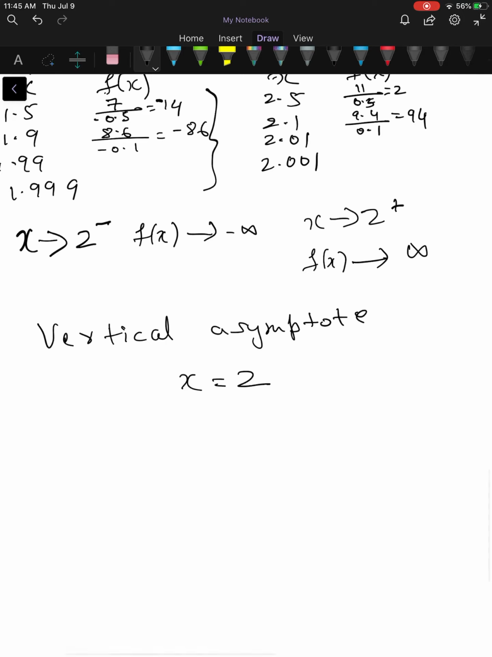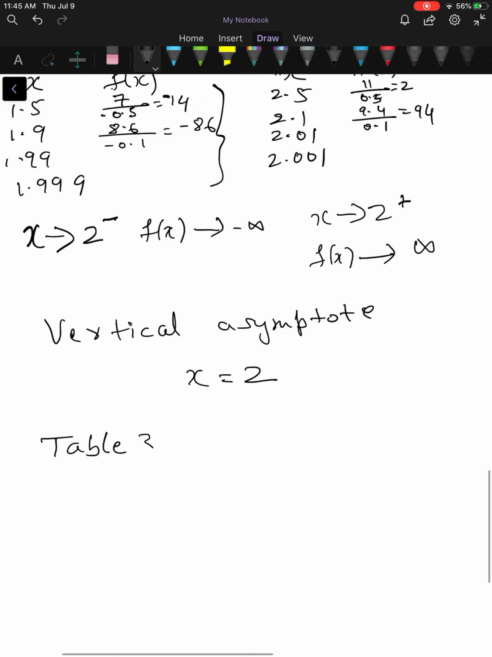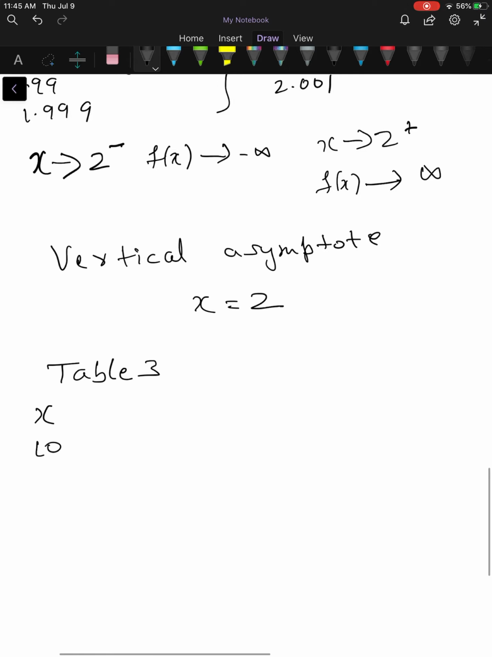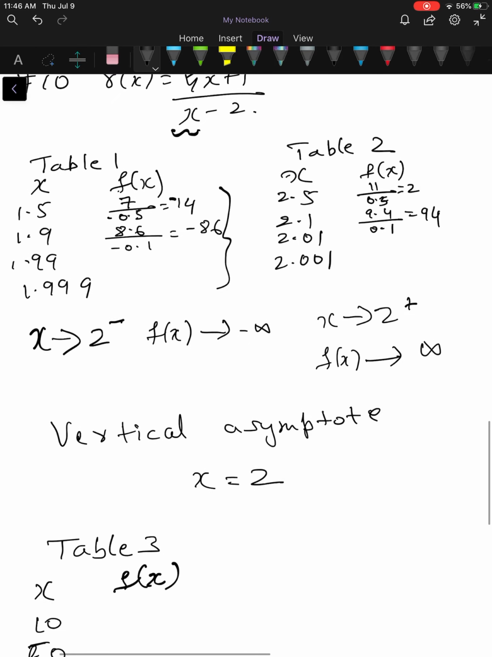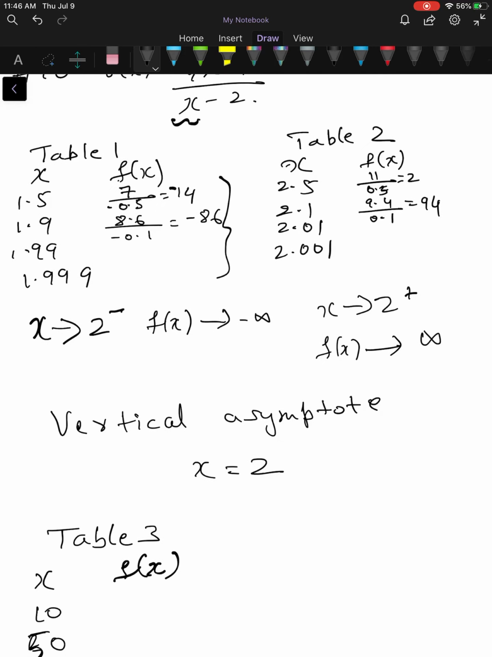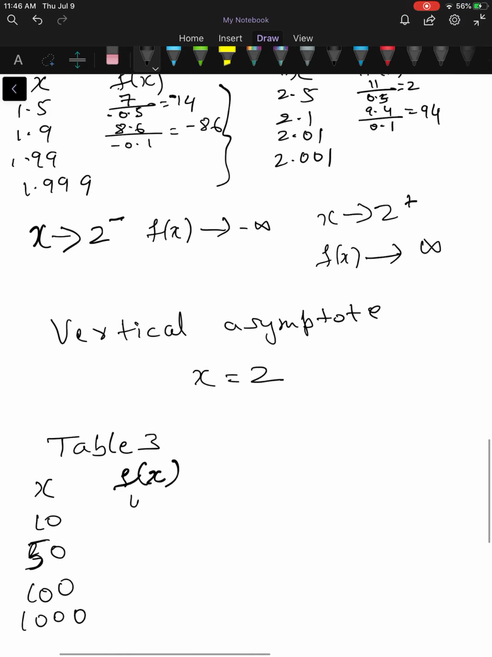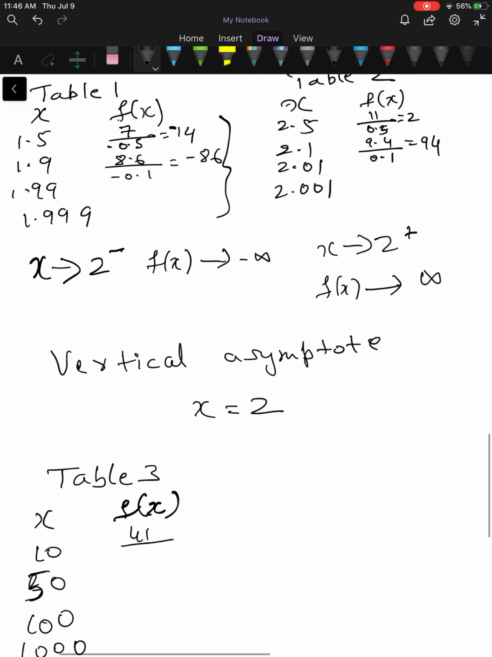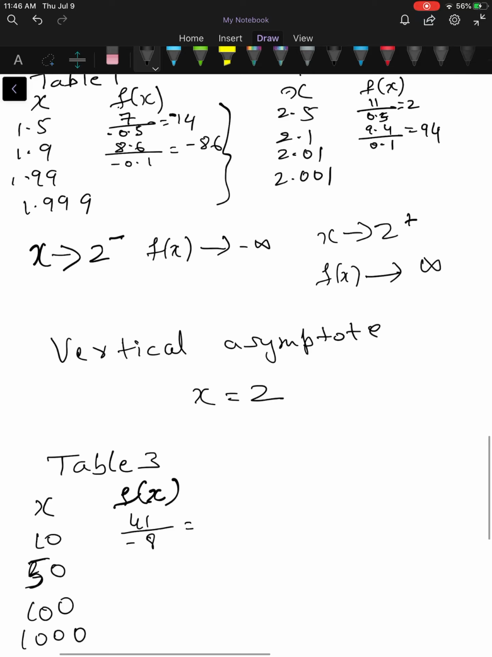So with the other two table values, that is table 3, we have x to be 10, 50, that is x is tending towards positive infinity, 100 and 1000. So what happens to f of x? So f of x will be 4 times 10 plus 1 is 41 divided by 10 minus 2 is 8. So 41 divided by 8 will give us 5.125.